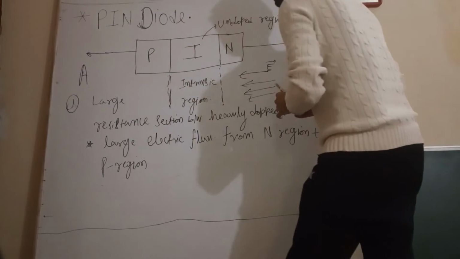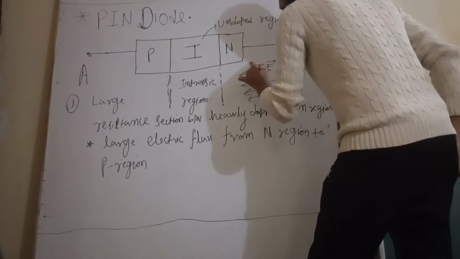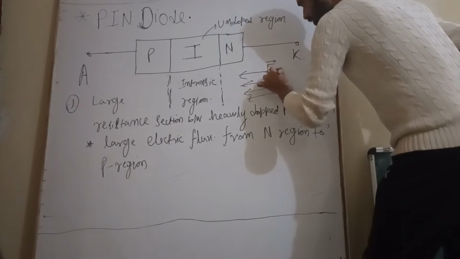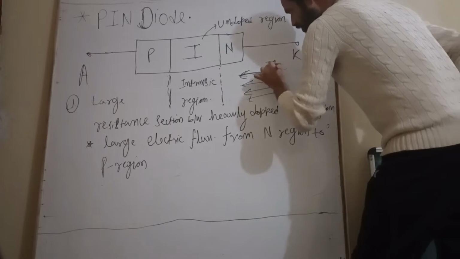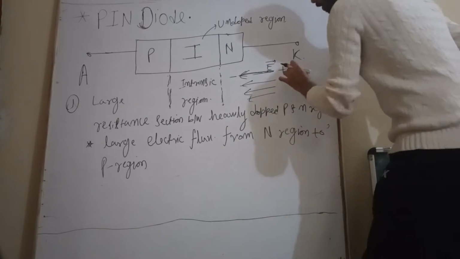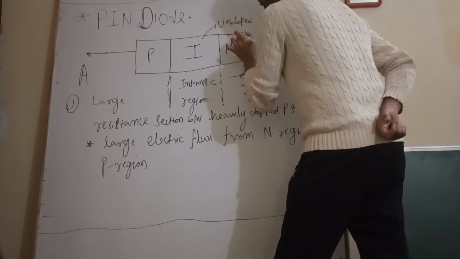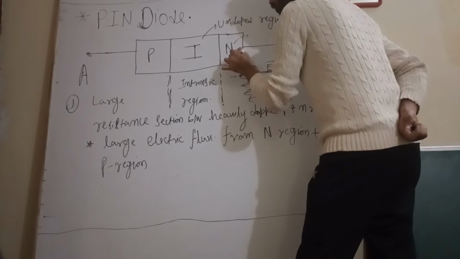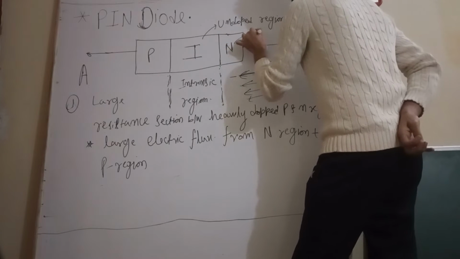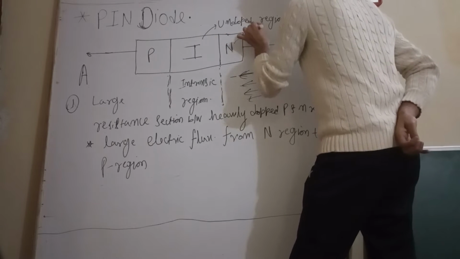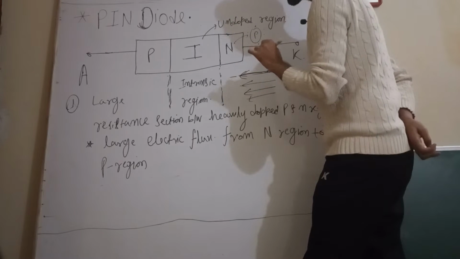Why from the n region to the p region? Why not from the p region to the n region? Because, as we know very well, the electric field will always be directed from higher potential to lower potential, positive to negative. If you see here, n means what? Doping of pentavalent impurity, like say phosphorus. Phosphorus has how many electrons in its outermost shell? There are 5.